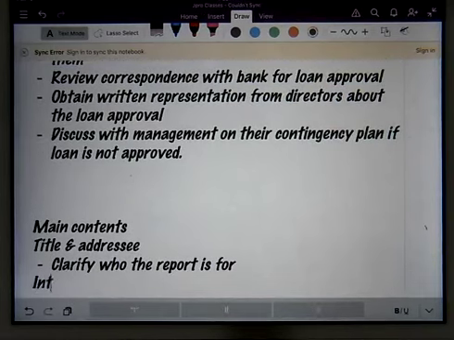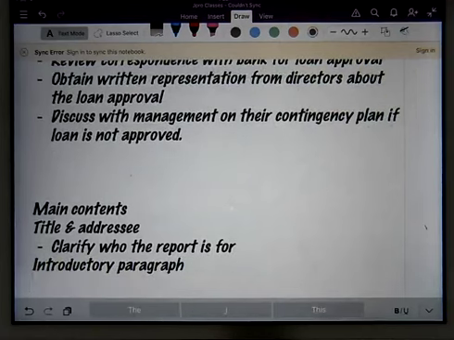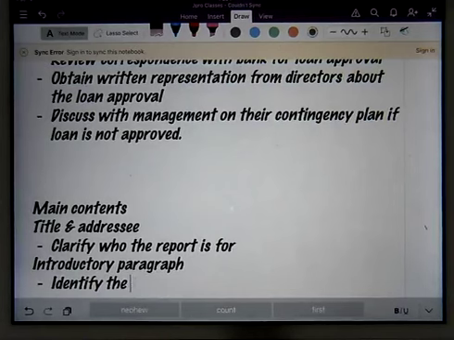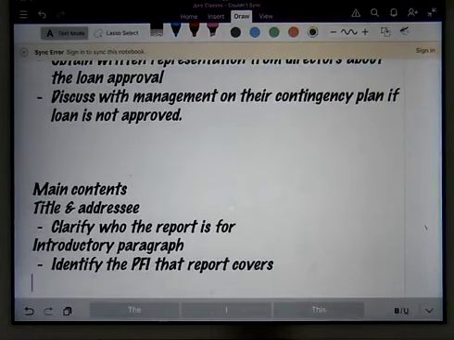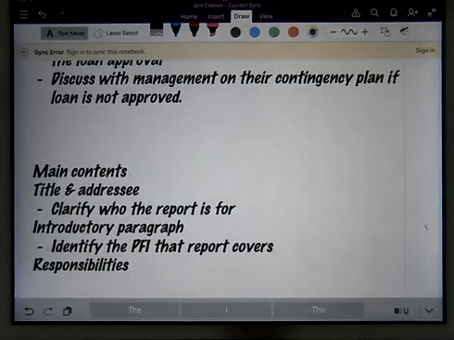Next you've got an introductory paragraph. What's inside the introductory paragraph? Identify the PFI. Does that make sense? After that, you've got something called responsibilities. So inside responsibilities, what are you going to do?